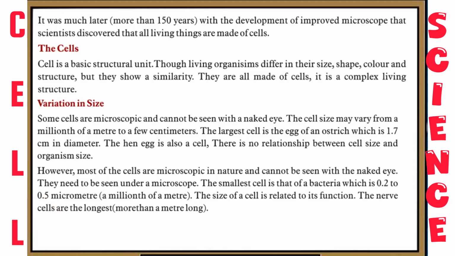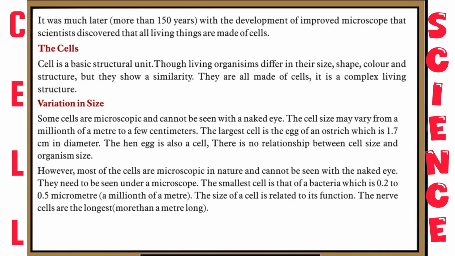Now let's see variation in size. Some cells are microscopic and cannot be even seen with the naked eye. The cell size may vary from a millionth of a meter to a few centimeters. The largest cell is the egg of an ostrich, which is 1.7 centimeter in diameter. The hen egg is also a cell.